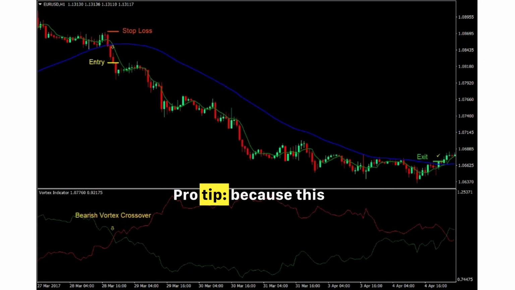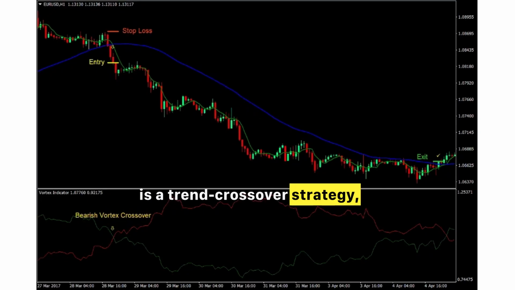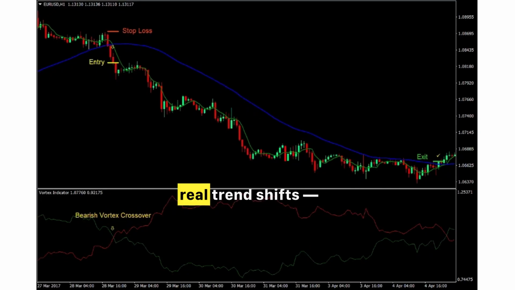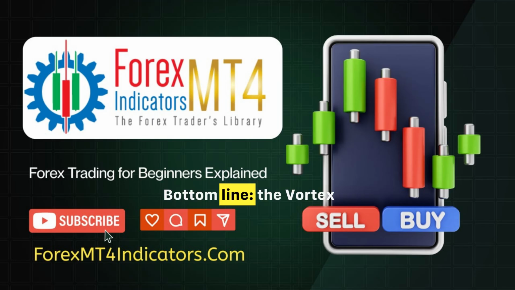Pro tip: because this is a trend crossover strategy, it works best during real trend shifts, not in choppy markets. Use it on 1-hour or 4-hour charts, as recommended, to filter out noise. And always use confluence. Only act when all three indicators align to reduce false signals. Bottom line, the Vortex crossover strategy helps you ride real trend reversals with clarity and confirmation, not guesswork.